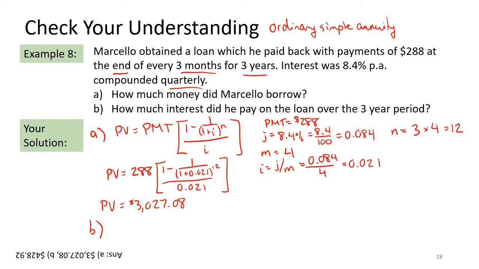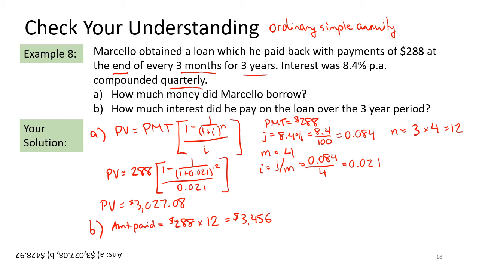Well, stop and think. His loan was $3,027.08, but he actually paid the amount paid. He paid $288 back, and he paid it 12 times because he made 12 payments. So the amount he actually paid was $3,456. So that means the difference between what his present value is, or the amount he took out as a loan, and the amount he paid must be the interest he paid on the loan.